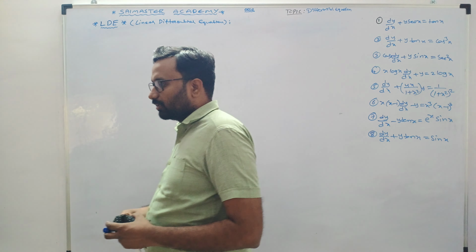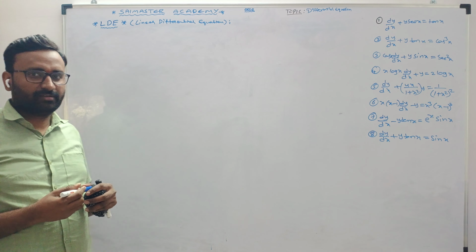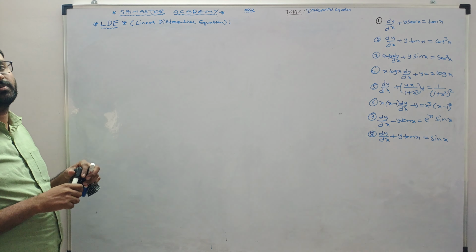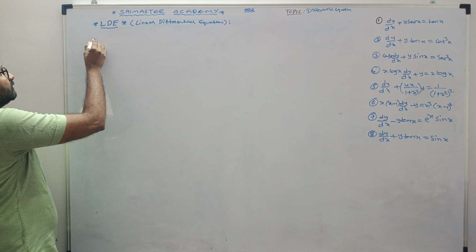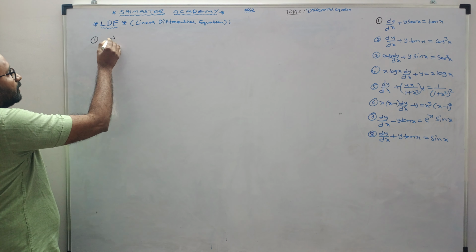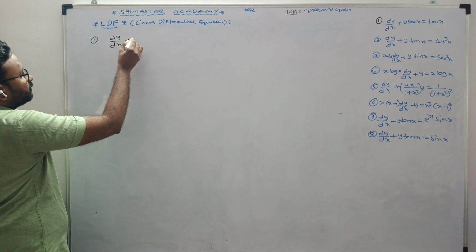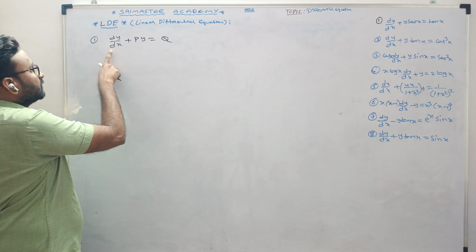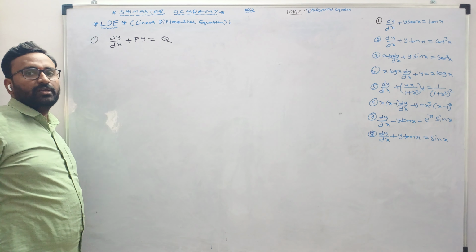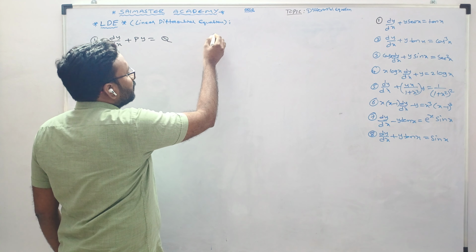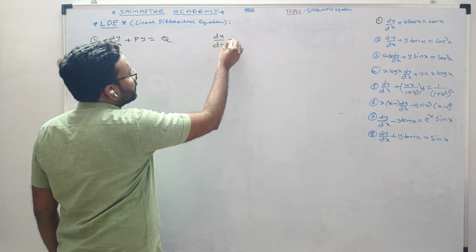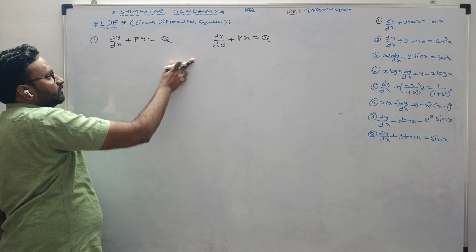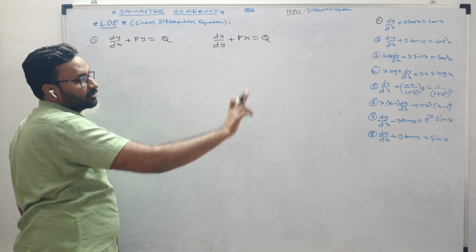We have two types of linear differential equations. You can't say two types, it is one only, but in different forms, dy by dx and dx by dy. The first one, dy by dx plus py equal to q. This is one linear differential equation. See the degree of this one only. Or dx by dy plus px equal to q. Reverse, dy by dx, dx by dy. Py, px equal to q.